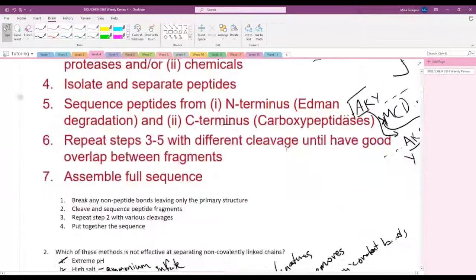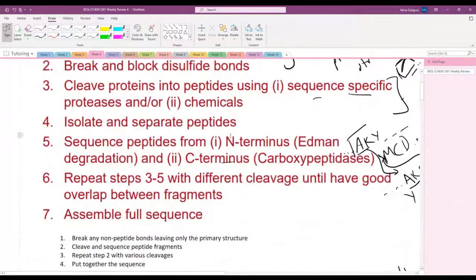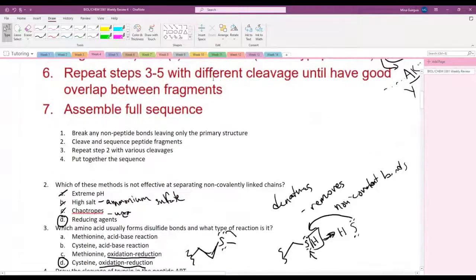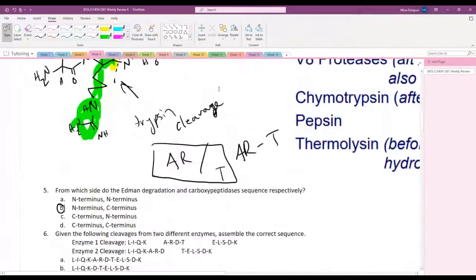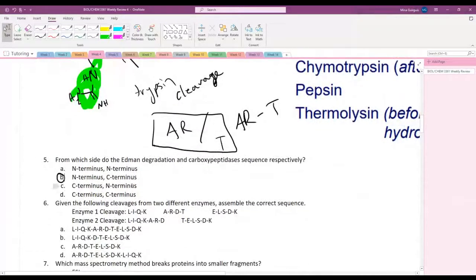All right, so that is steps one and two, steps three and four, step five, and we've talked about how you can do step six. Now let's talk about step seven. Given the following cleavages from two different enzymes, assemble the correct sequence. This one is a little bit easy, obviously, but I did want to show this. So enzyme one cleaved between K and A and between T and D. Enzyme two cleaves between D and K.